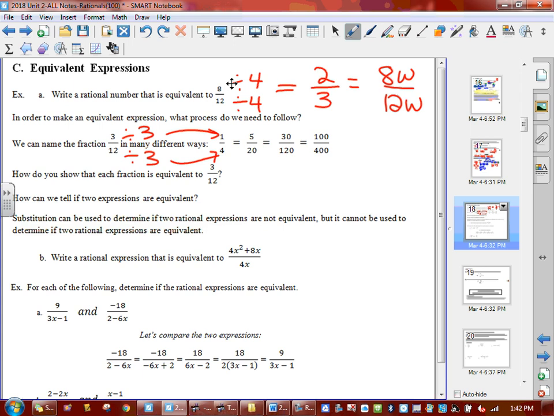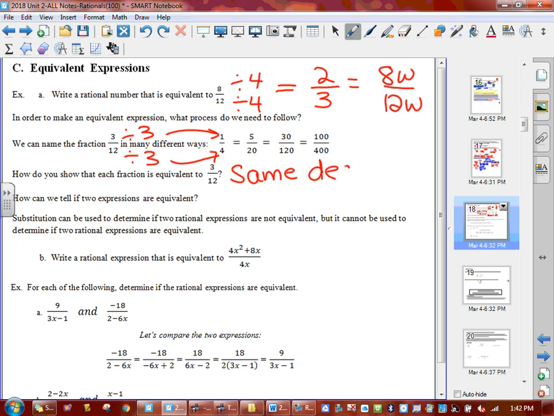3 points. All right. Now, how do we know that everything is equivalent if it's just a fraction with no variables? Because we get the same decimal answer. Okay? That's why. So you get the same decimal answer.